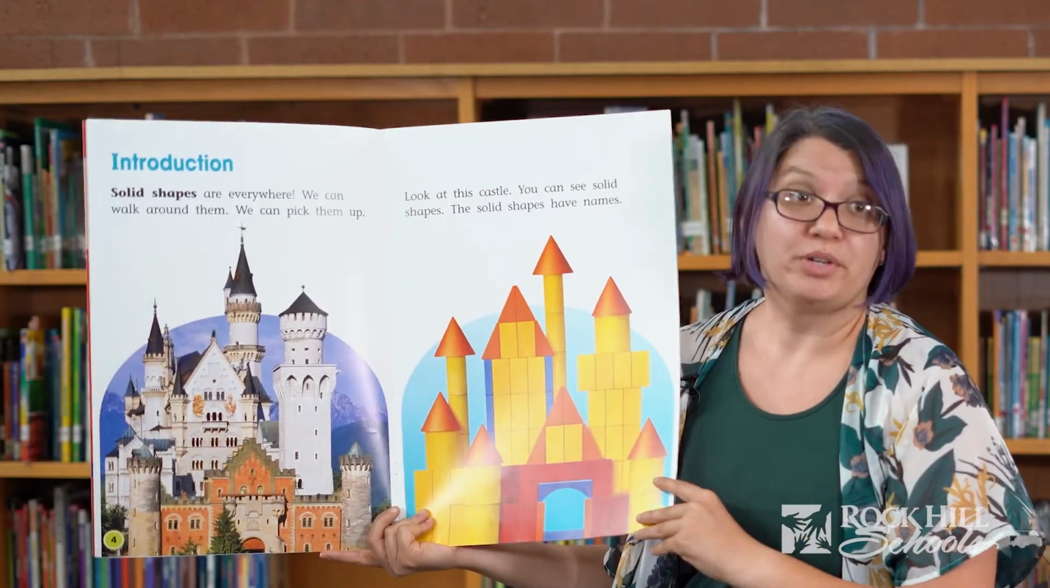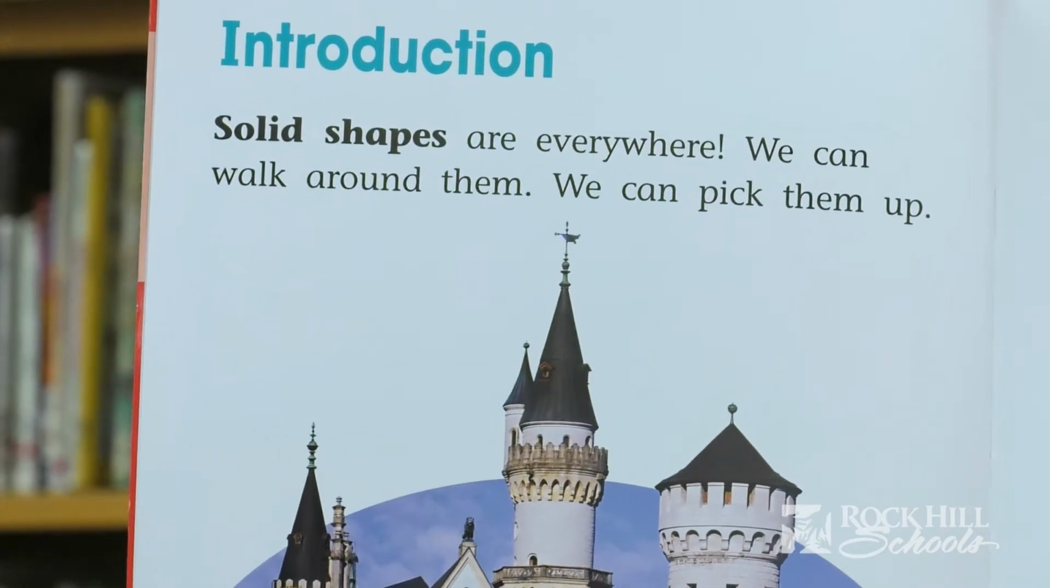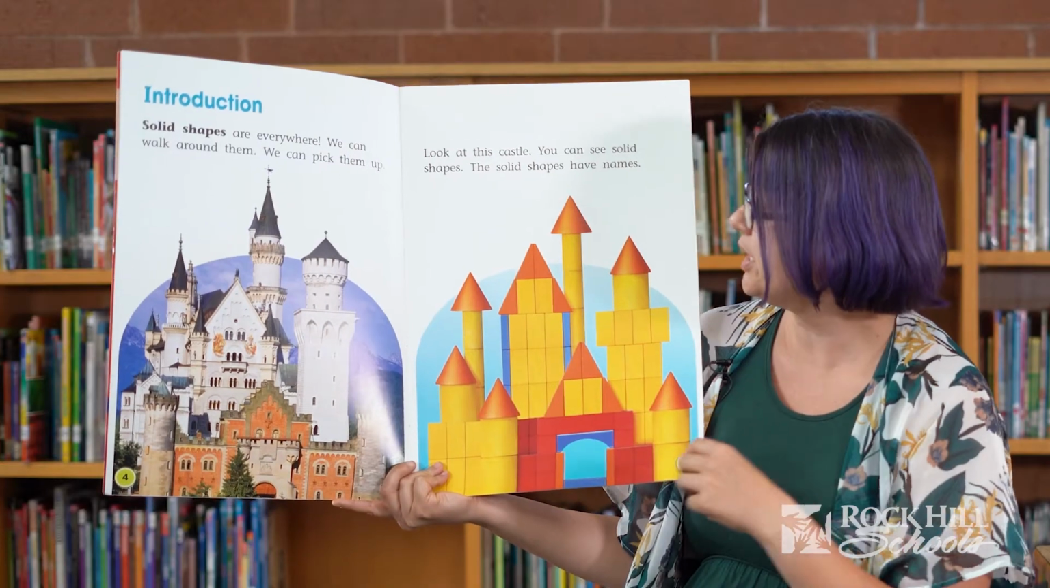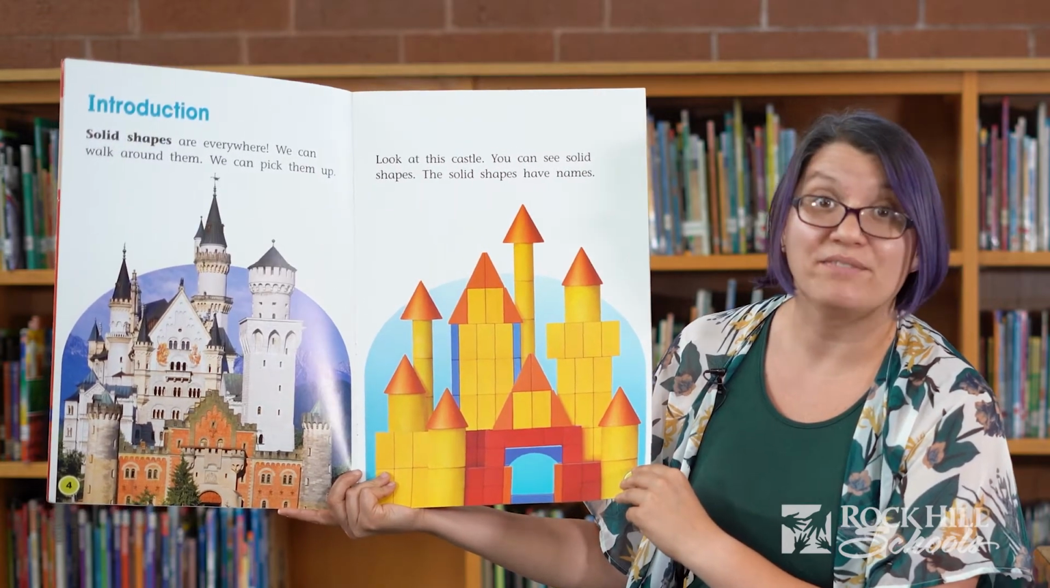Solid shapes, or 3D shapes, are everywhere. We can walk around them. We can pick them up. Look at this castle. You can see solid shapes. The solid shapes have names.